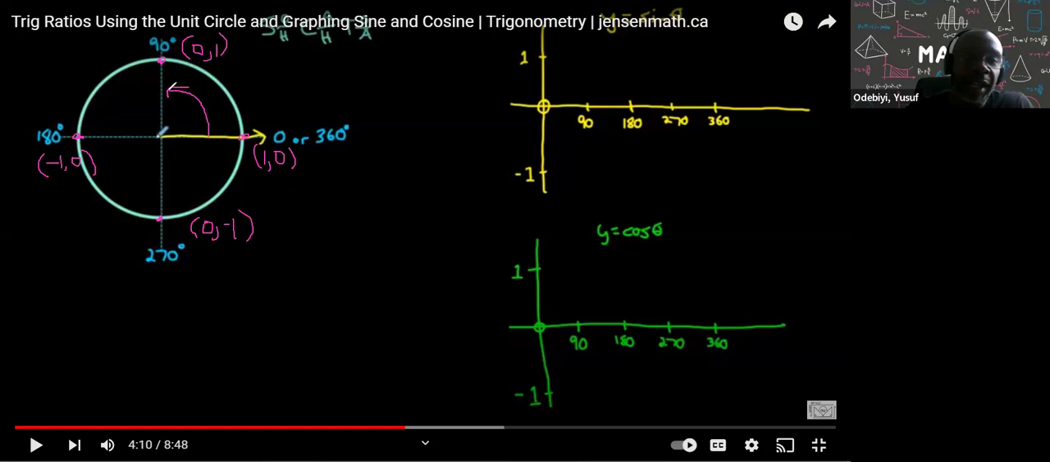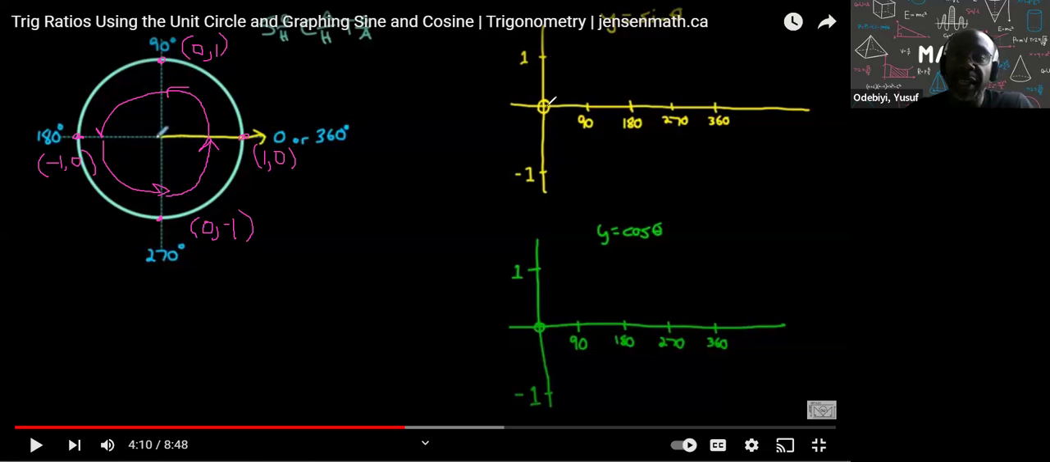And when I come over here, my y value is equal to 0. When I come over here, my y value is equal to -1. And come over here, my y value is equal to 0. Okay, so my y goes from 0 to 1 to 0 to -1 to 0. So I can say it repeats after it does a 360.